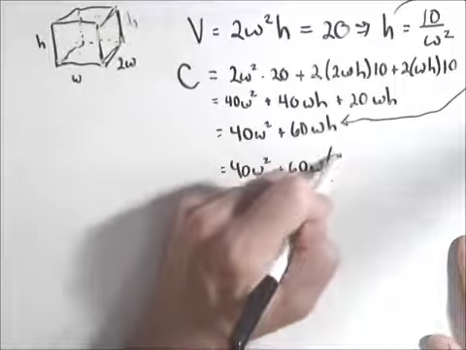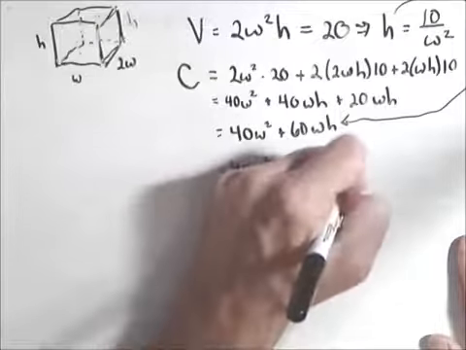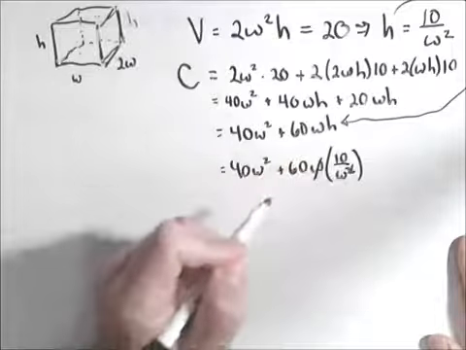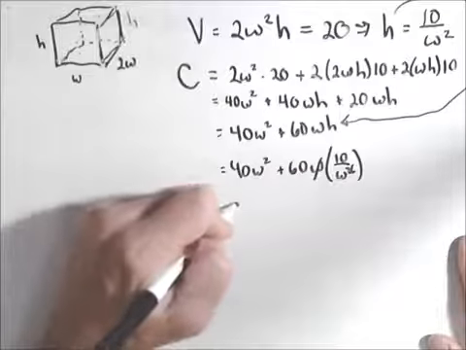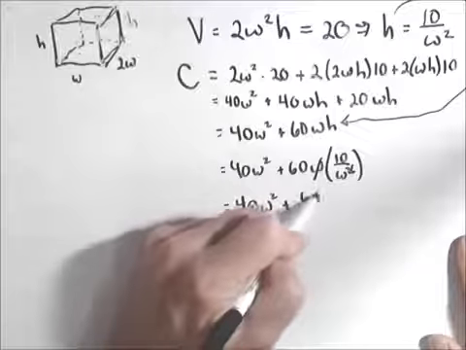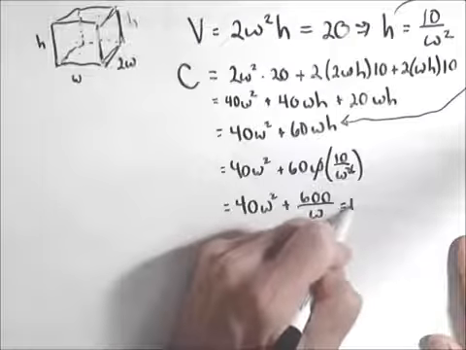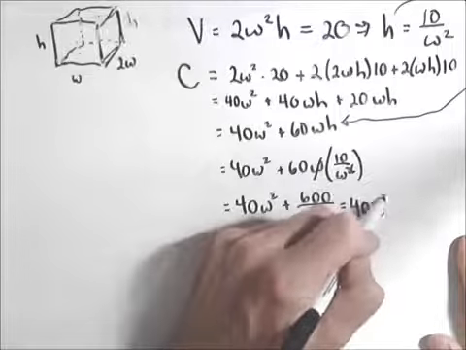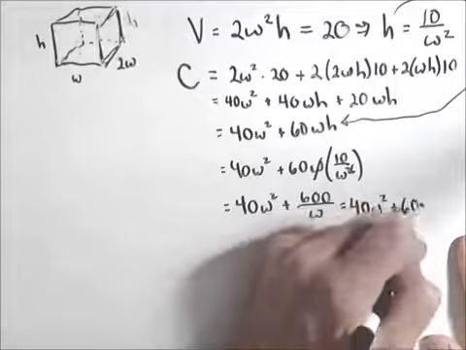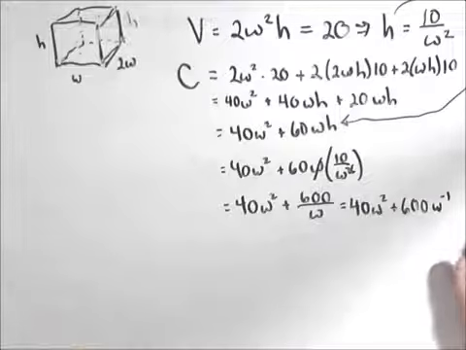60W times 10 over W squared. And let's simplify so we can make this as easy on ourselves as possible. We can cancel out one of the W's with one of those, and we'll multiply the 6 by the 10. So 40W squared plus 600 over W. Or I'm going to write it this way: 40W squared plus 600W to the minus 1, because we're going to be taking the derivative.